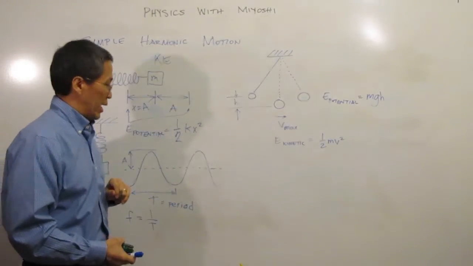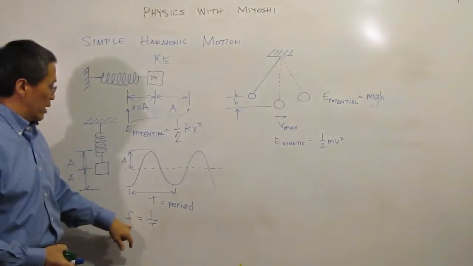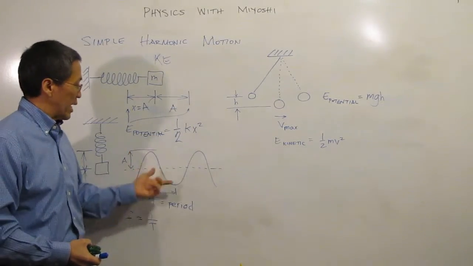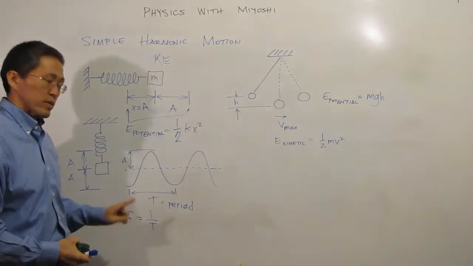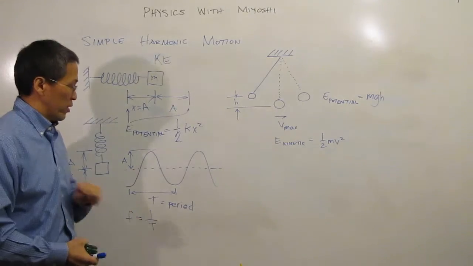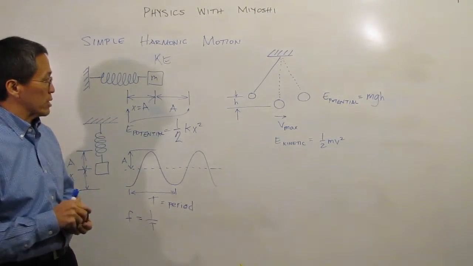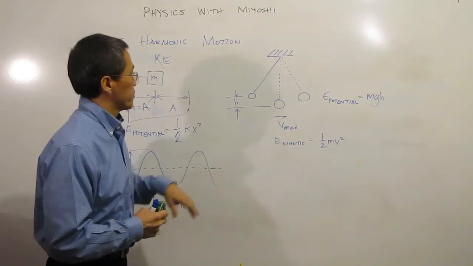And if I want to look a little bit farther, the frequency is how many times it happens in a second. So the frequency would be 1 over the period. And we'll use all those things later on.